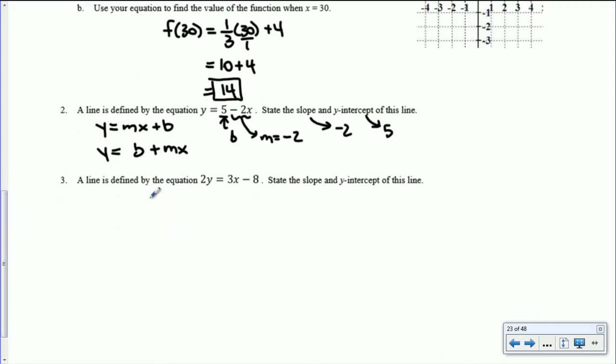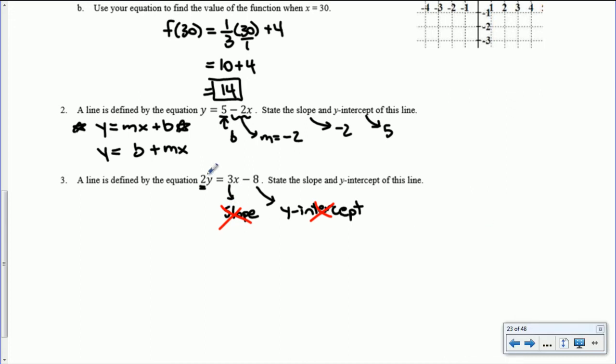Okay, moving on, question number 3. A line is defined by this equation. State the slope and the y-intercept. So let's see what you think of this. The slope is 3, and the y-intercept is -8. Do you see any issues with that? Take a moment. The problem is I am expecting y equals mx plus b. I can't make a direct comparison as it is in its current state because I have this pesky 2 there. In order to say that this number is the slope and this is the intercept, I have to get rid of this 2 first. So it would be wrong just to say 3 is the slope and -8 is the y-intercept.